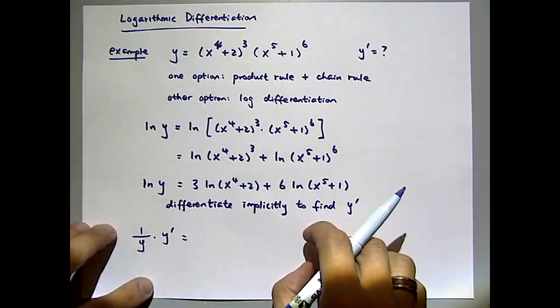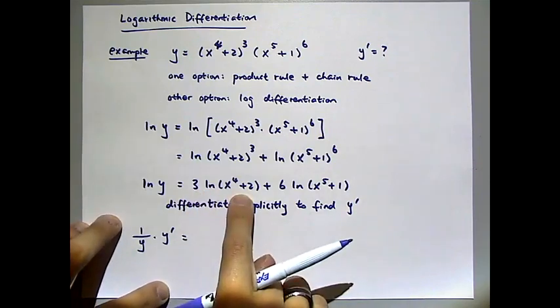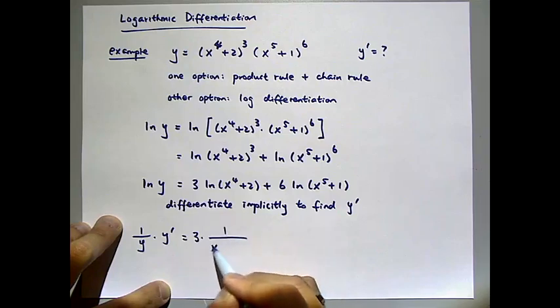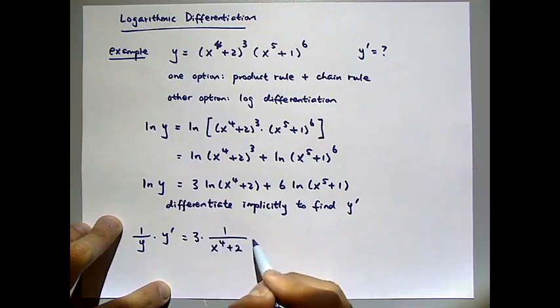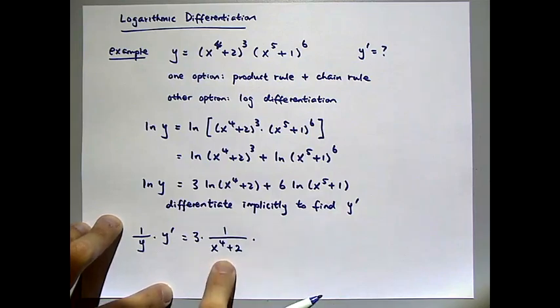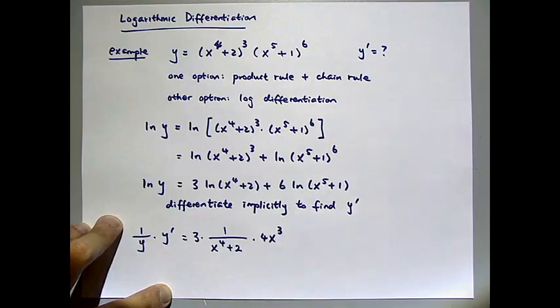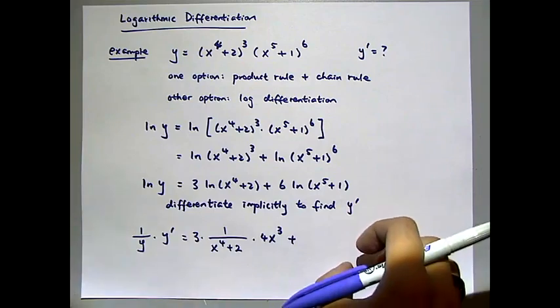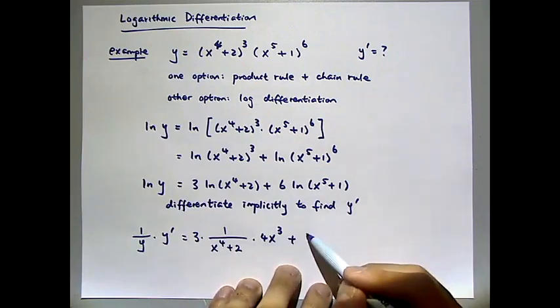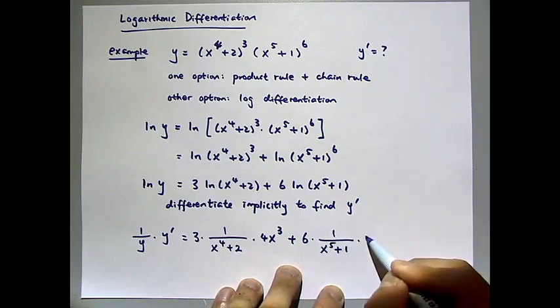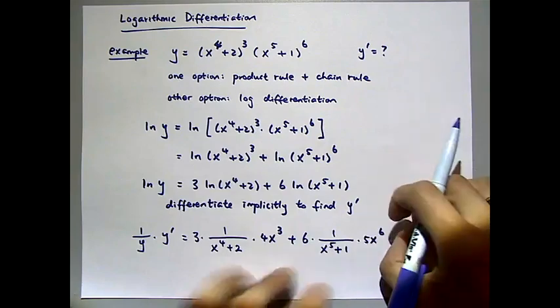Right-hand side, 3 times ln of something. It's 3 times 1 over that something times the derivative of that something, 4x cubed. Now the second one here, 6 times ln of something. 6 doesn't do anything. ln of blah is 1 over blah, times d blah. There we go.